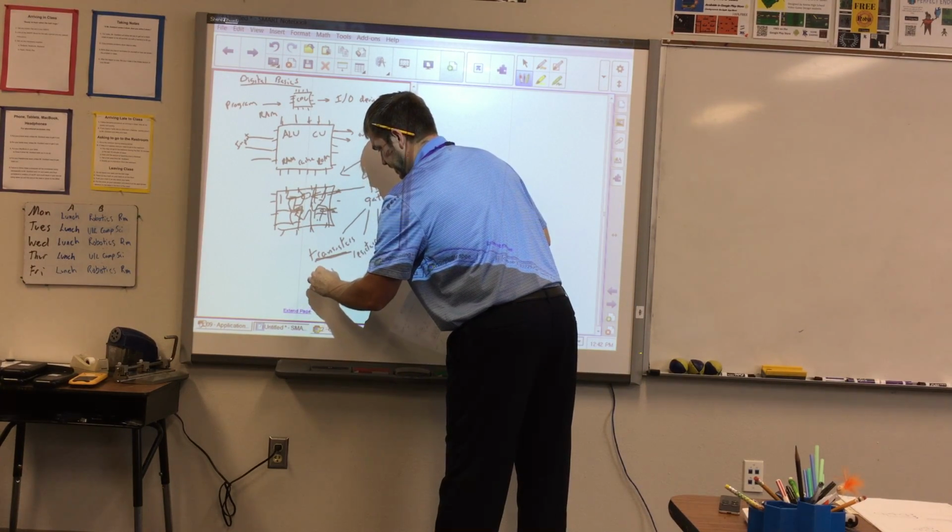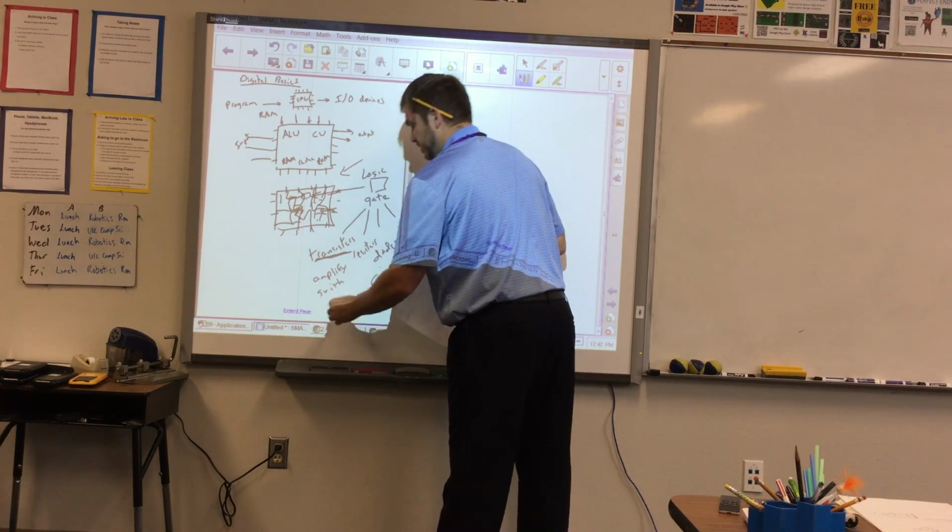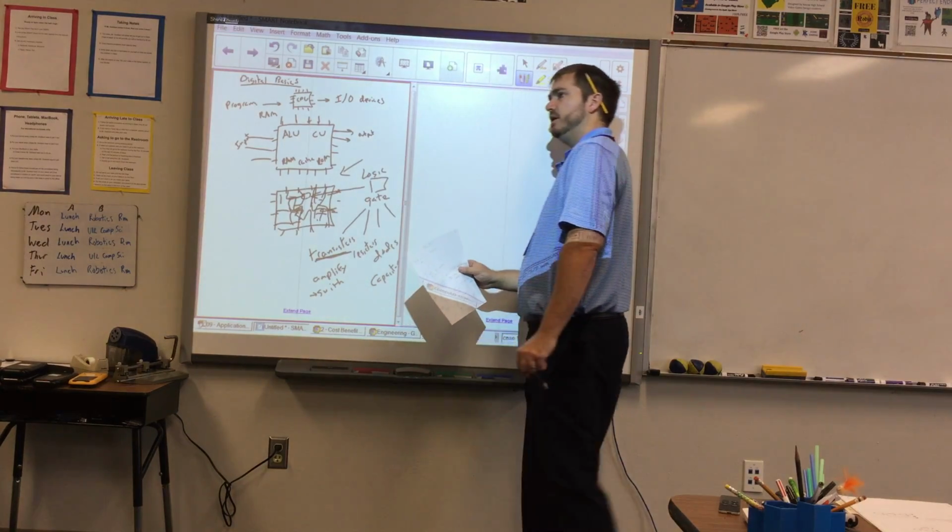A transistor fundamentally does one of two things. It either amplifies a signal or it acts like a switch. What we're going to be focusing in on is how it works like a switch.